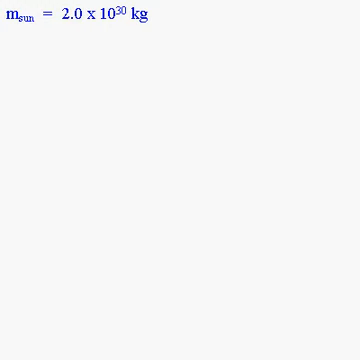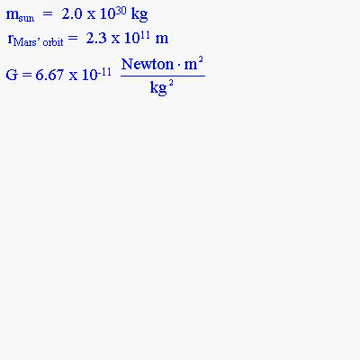In this example, we're analyzing Mars' orbit around the Sun. We're given that the mass of the Sun is 2.0 times 10 to the 30 kilograms. The radius of Mars' orbit is 2.3 times 10 to the 11 meters, and the universal gravitational constant is 6.67 times 10 to the minus 11 Newton meters squared per kilogram squared. And the question is, what's the speed of Mars as it travels around the Sun?